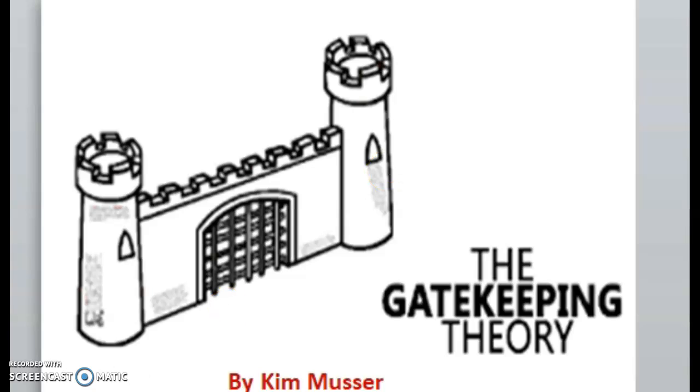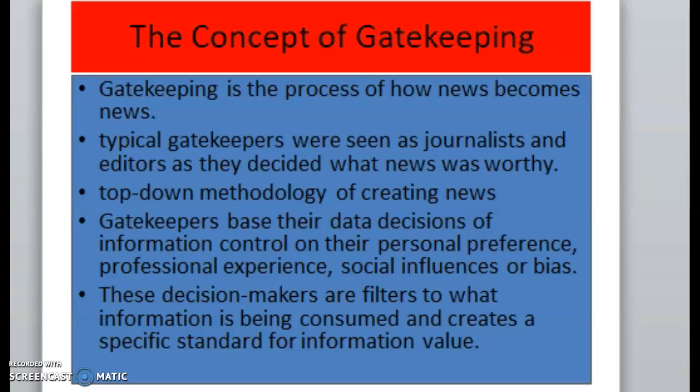Today I'm going to discuss the gatekeeping theory. The concept of gatekeeping is how news becomes news. Typical gatekeepers were journalists and editors, and they were to choose what is newsworthy. It's a top-down methodology. Gatekeepers base their information control on their own personal preferences, experiences, and biases. These decision makers filter the information being consumed, and then they create the specific standard of information.